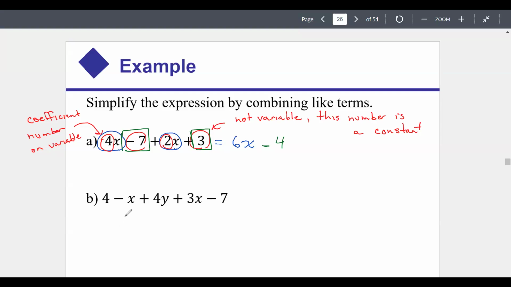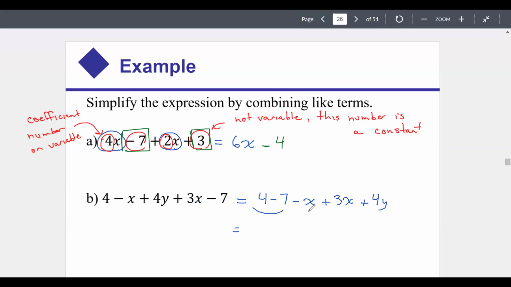So once again, with B, we're trying to find those like terms. One of the things you could do is you could always rewrite so like terms are next to each other. I have a 4. That's a constant. My other constant is this -7. So we'll put those next to each other. I have an x, it's a -x. And I do have another x right here, which is my 3x. And then I have y. And y doesn't have a partner, but that's fine. We still just keep it.